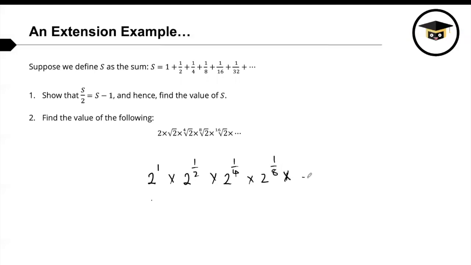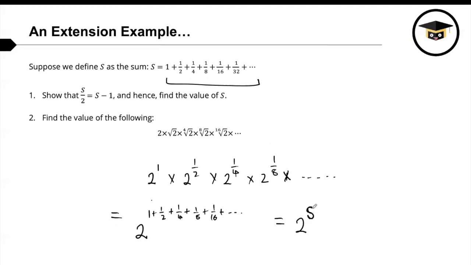And you can see how using our index laws, we know when we're multiplying, we can actually just add the powers up. So this is equal to 2 to the power of 1 plus a half plus 1 on 4 plus 1 on 8 plus 1 on 16 and so on. And remember, what is this? This is S, isn't it? So we have 2 to the power of S.